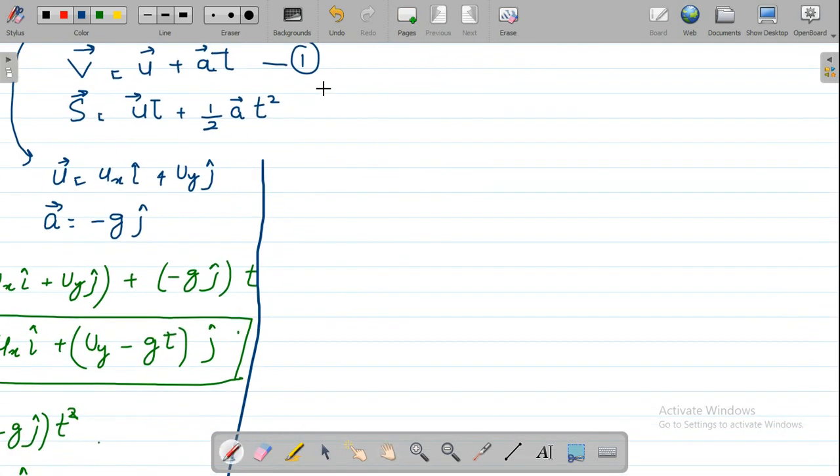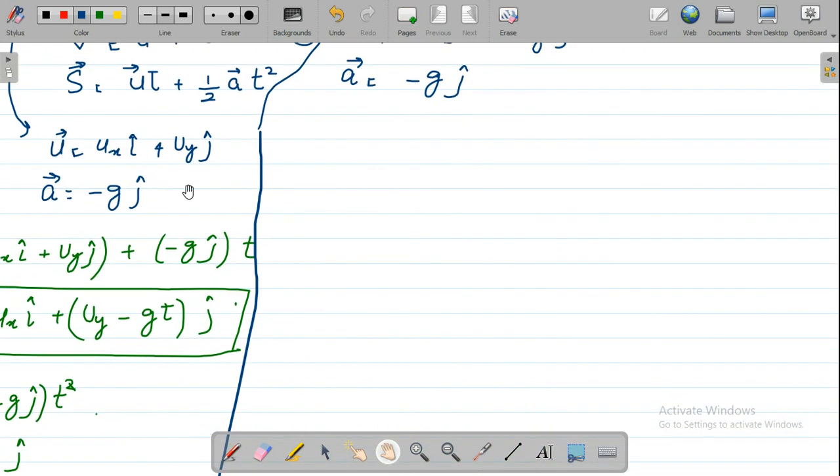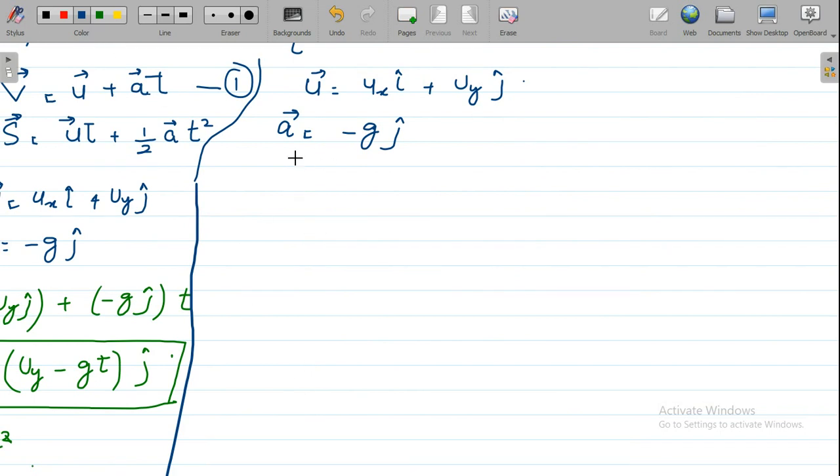We are given initial velocity u as ux i cap plus uy j cap. We are given acceleration as minus g j cap. It's given from here. Initial velocity is given, theta is given, that means ux is given, uy is given, and acceleration is given. So if we are given acceleration, we can find anything.